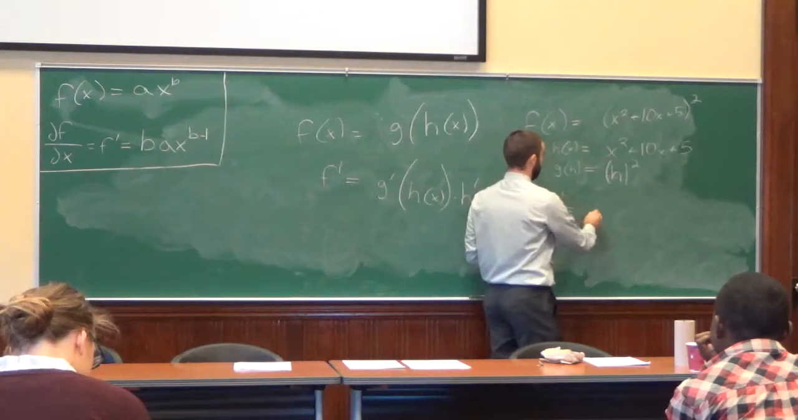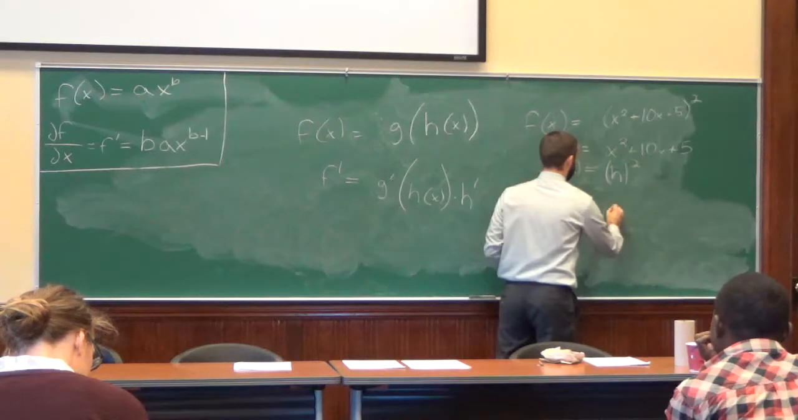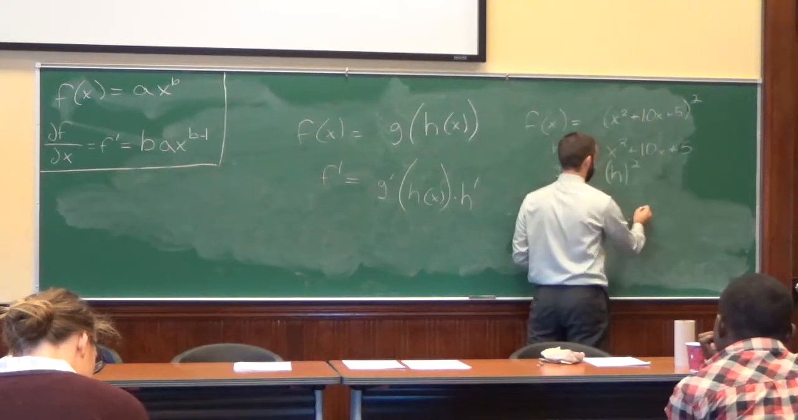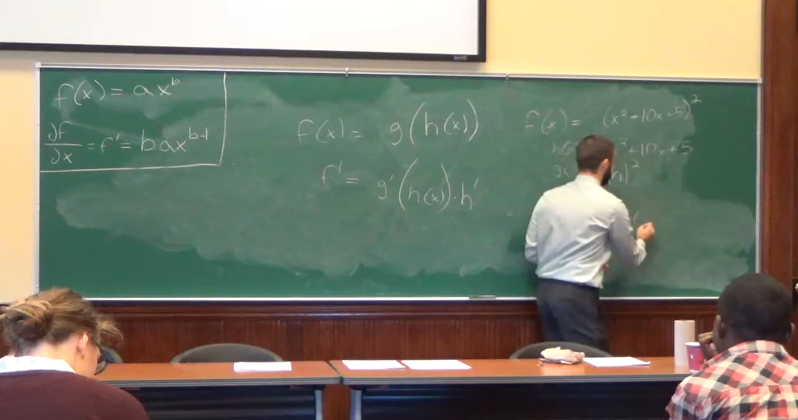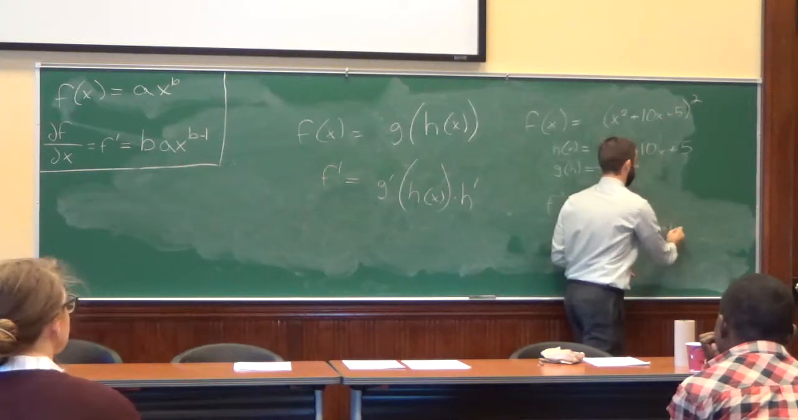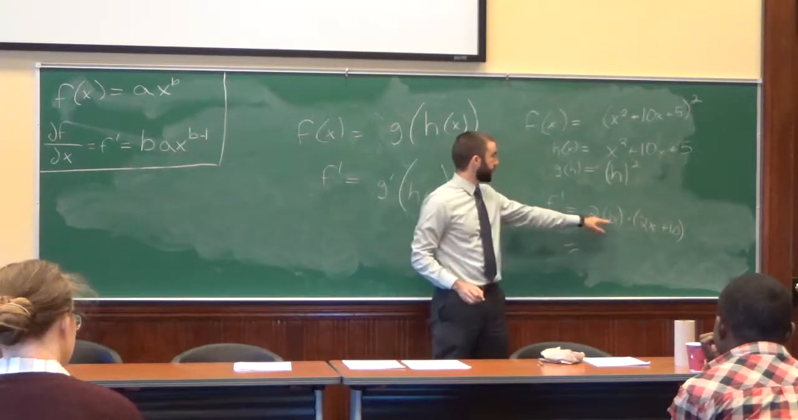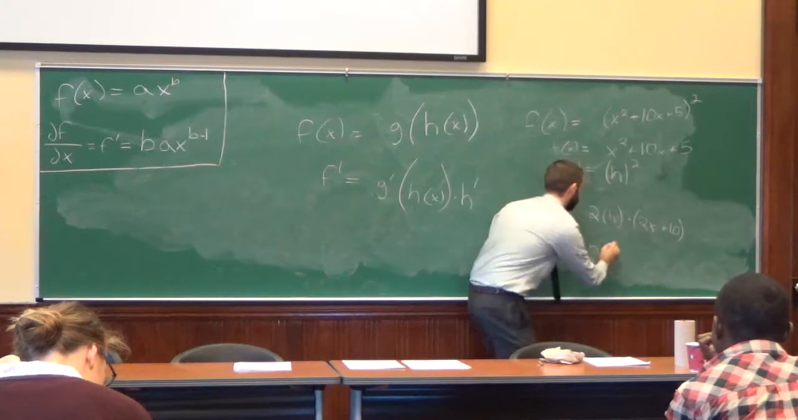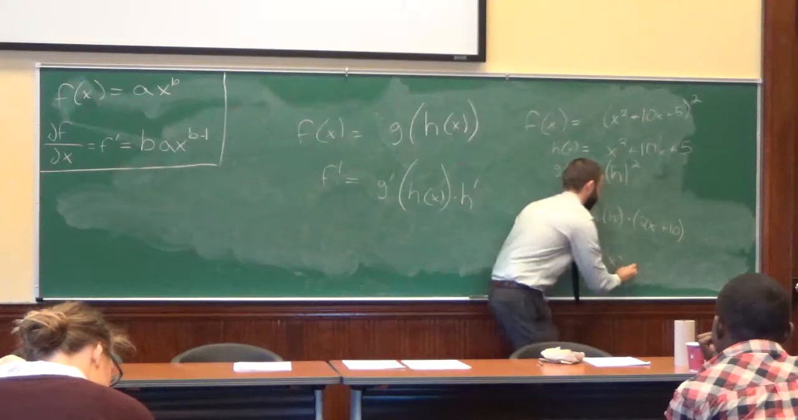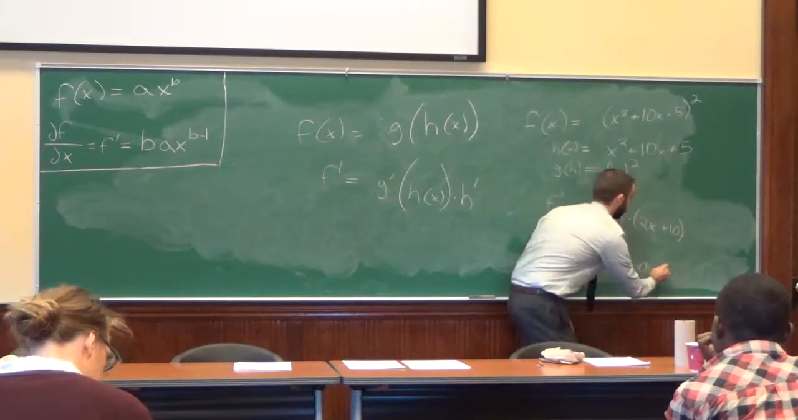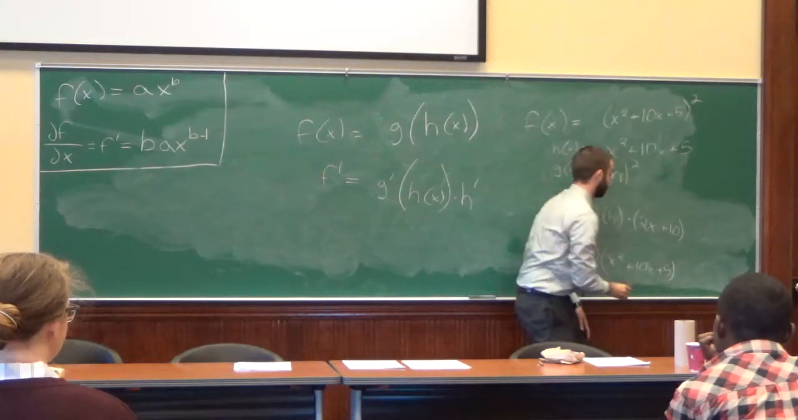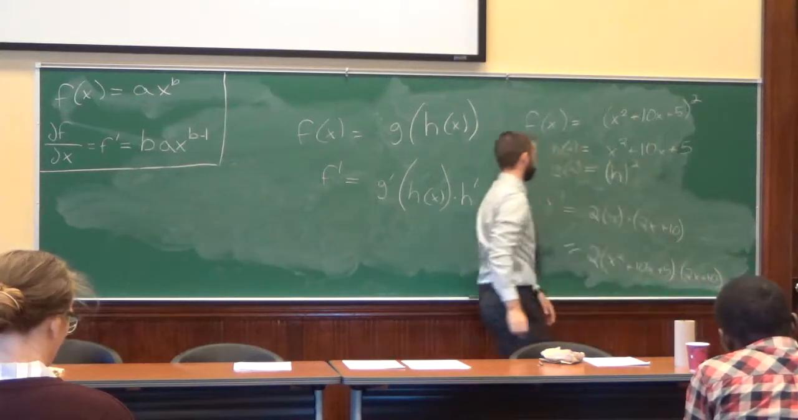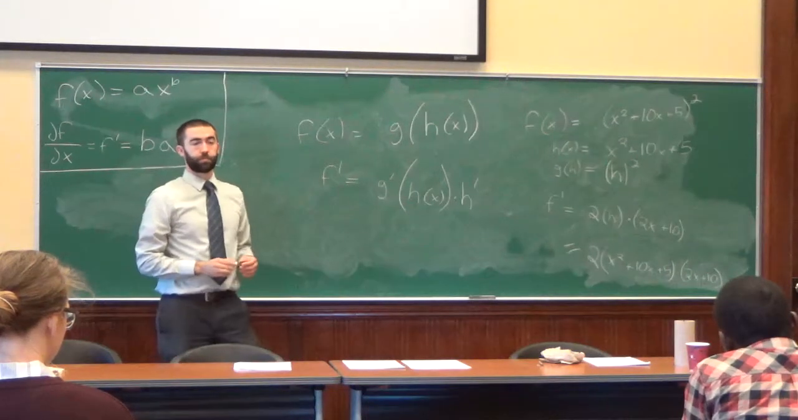2h? Yeah. Times 2x plus 10. All right. So that's what we've done, but now we've got to plug h back in. So then what do we have? 2 times x squared plus 10x plus 5, all multiplied by 2x plus 10. Excellent. Perfect. What do you think?